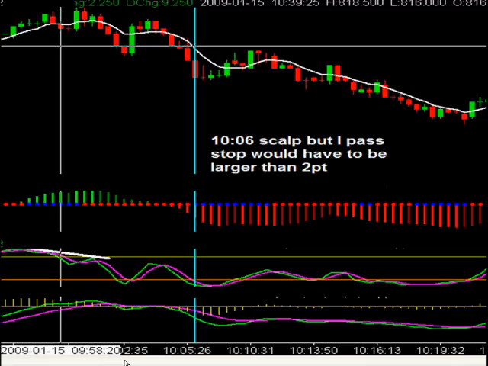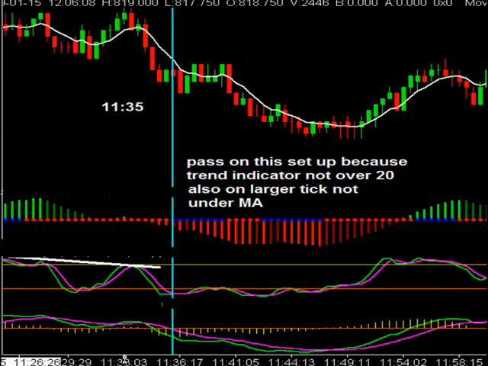Obviously this trade would have worked out just fine, but these are just nuances that I've put into play over the years of trading. So again, not a big deal. If you would have taken it, it would have worked out fine, and it was a great setup. I just chose not to.